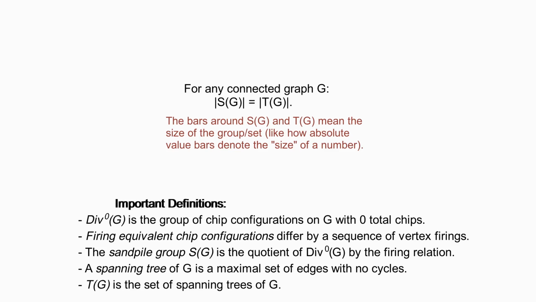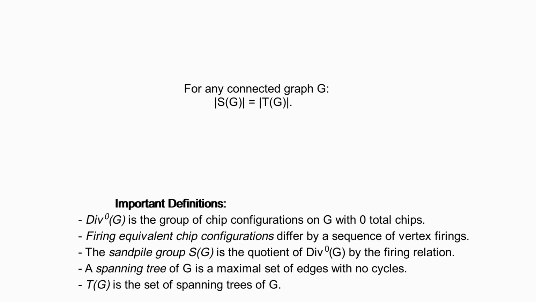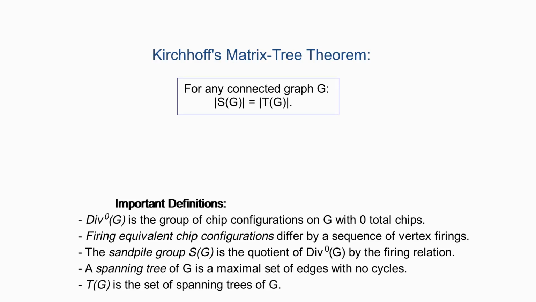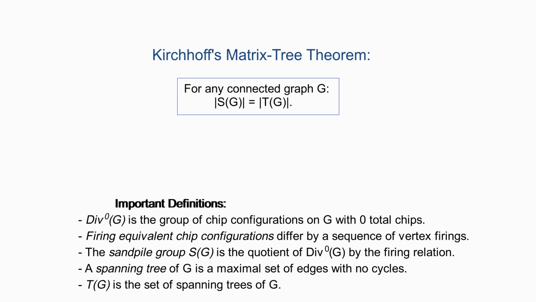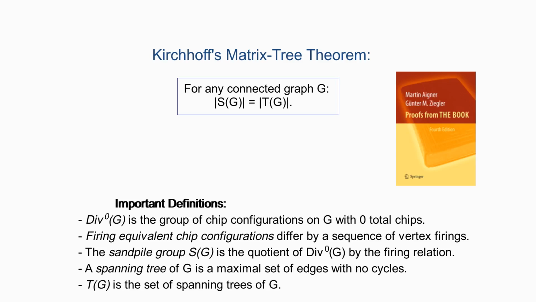This is due to a beautiful theorem from the late 1800s called Kirchhoff's matrix tree theorem. This theorem is actually from almost a century before the Sandpile group was named, and is typically used as a formula for calculating the number of spanning trees. The proof is outside the scope of what I want to cover today, but it's understandable by a motivated undergrad. I encourage you to read Proofs from the Book, which contains many beautiful proofs with minimal prerequisites, including a proof of the matrix tree theorem.